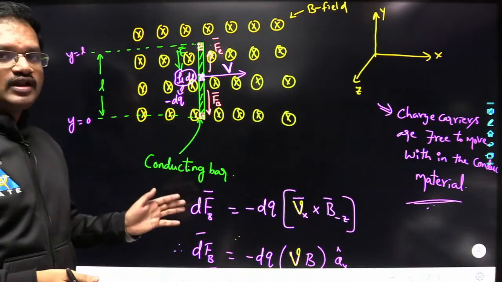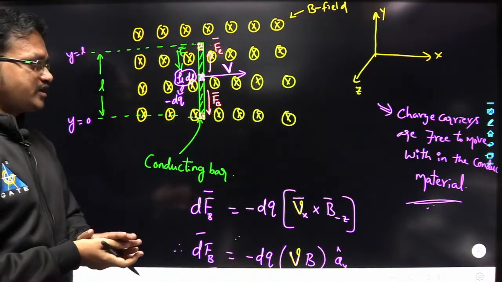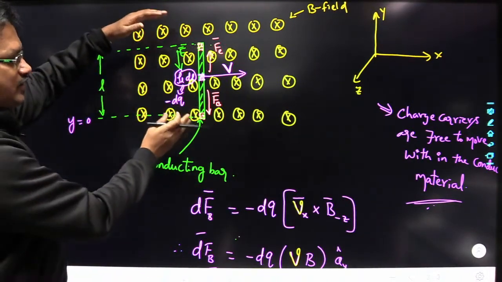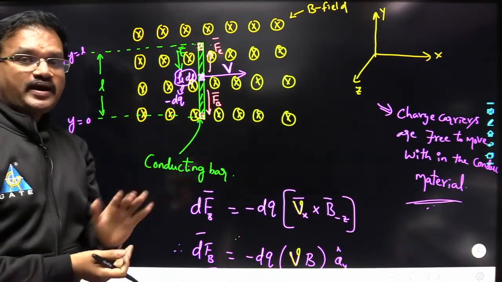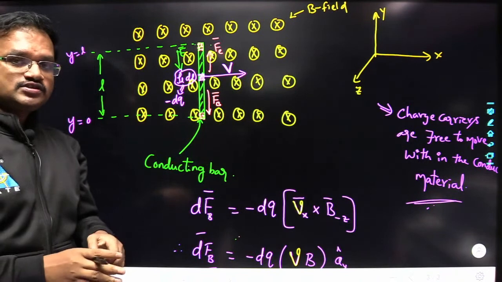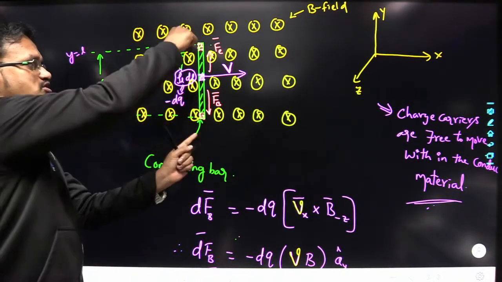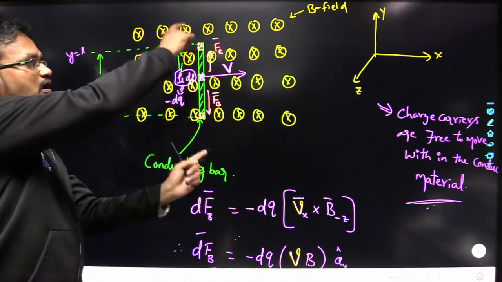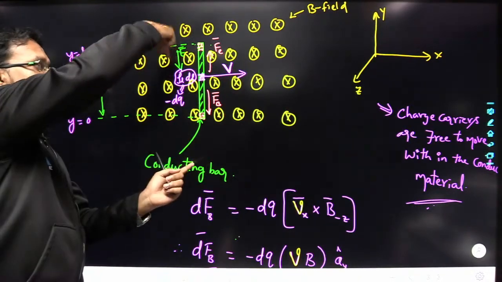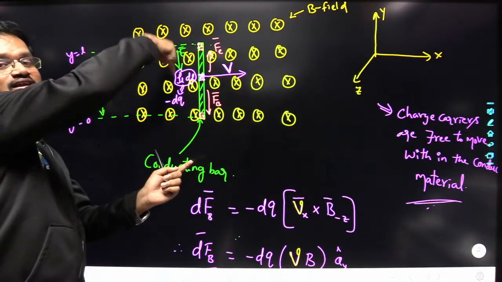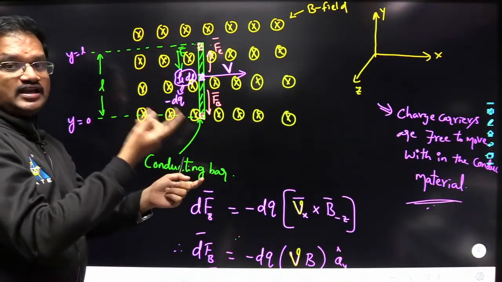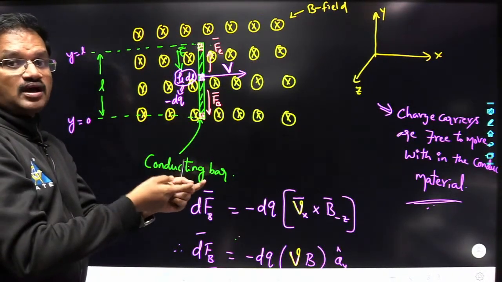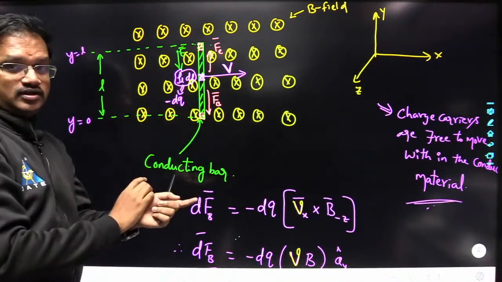Understood? So then what will happen here? At one stage this electrical force will become equal to this magnetic force. Initially the magnetic force is present. Because of this, charge separation takes place. Because of this charge separation, an electric field is induced in downward direction. So if the electric field is in downward direction, the negative charge carriers are going to experience the electrical force in upward direction. Understood?